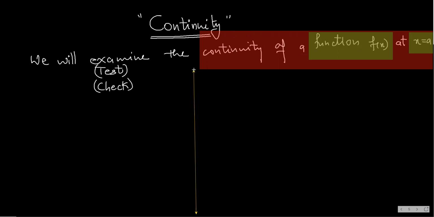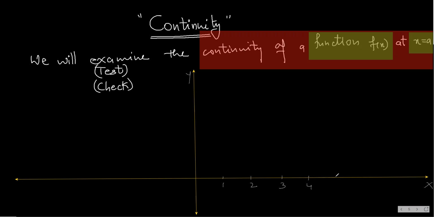I draw the y-axis and x-axis. This is the y-axis, this is the x-axis. Somewhere, this is 1, 2, 3, 4, 5. These are the numbers on the x-axis. This way it will go to positive infinity. Here I have the origin. This is all negative numbers, and so this will go to negative.